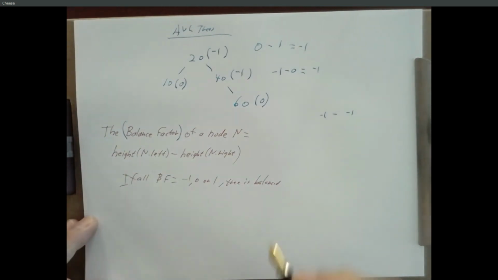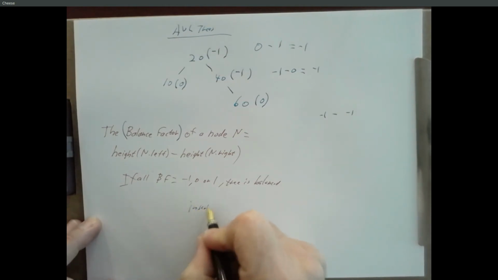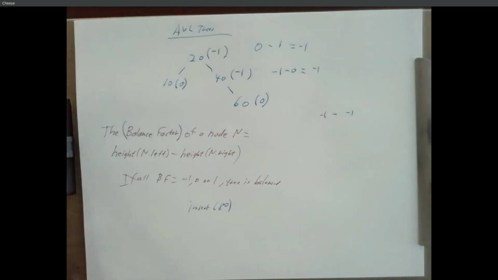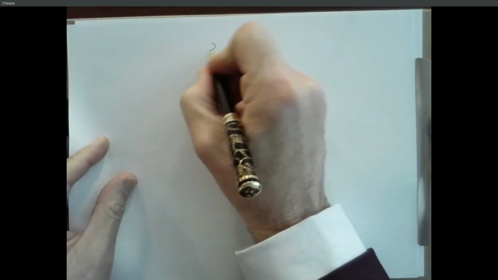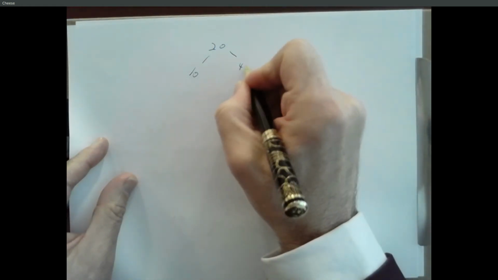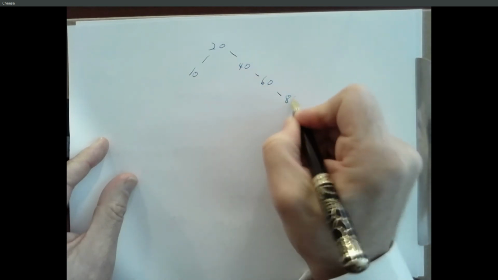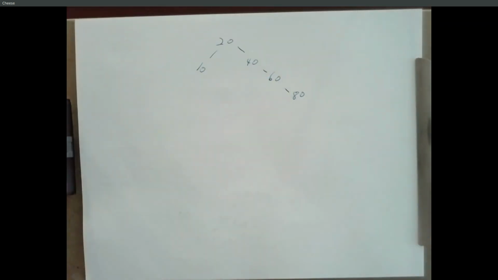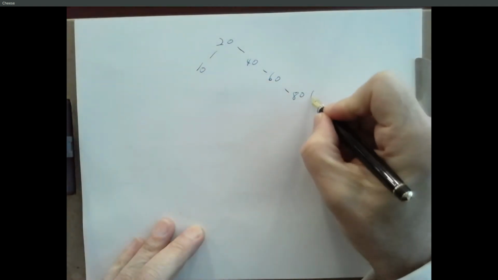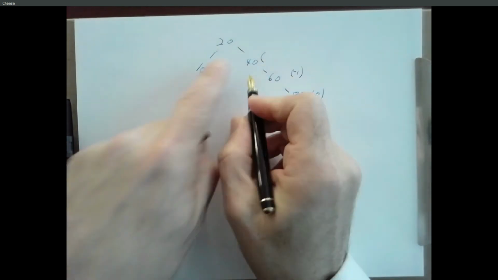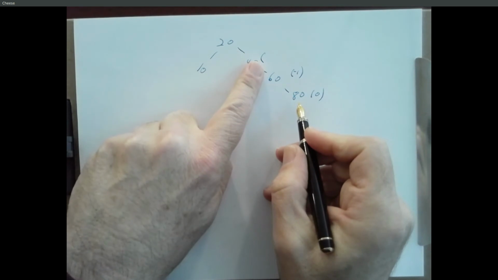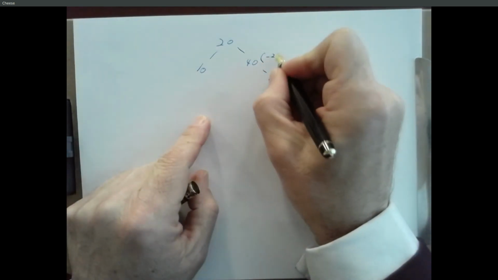So let's insert an 80. And let's see what we end up with. So it's got to go to the right of 60. So there's our tree. So this is still a balance factor of 0. This is negative 1. This is going to be minus 1 minus 1. This is going to be a balance factor of minus 2.